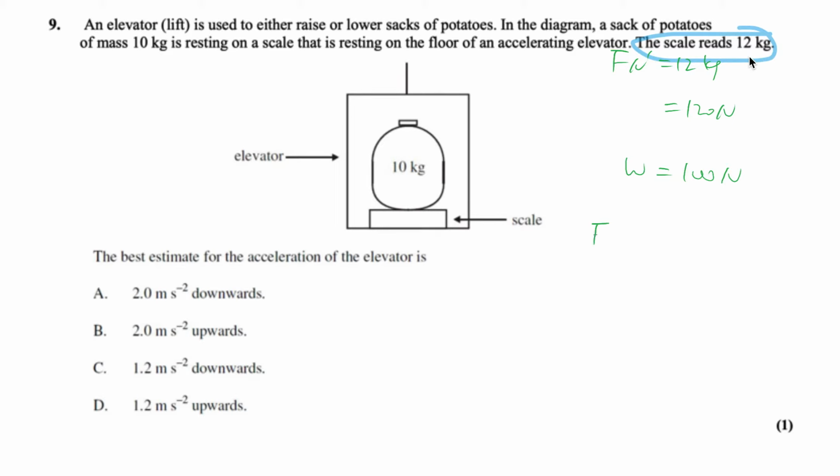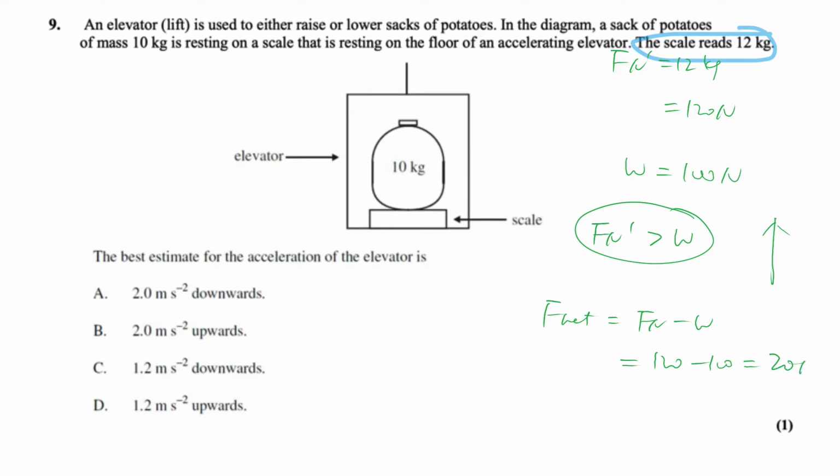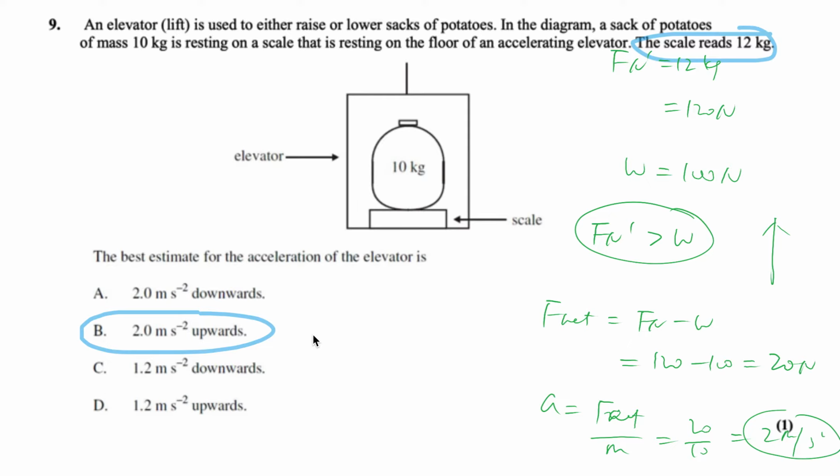So Fn dash is greater than the weight force, which means it's accelerated upwards. So first of all, we know it's going up. And then we know Fnet equals Fn minus W, which is 120 minus 100, giving you 20 newtons. 20 newtons on 10 kilograms: acceleration equals Fnet divided by mass, 20 divided by 10, which is 2 meters per second squared. So we just choose B here, 2 meters per second squared going upwards.